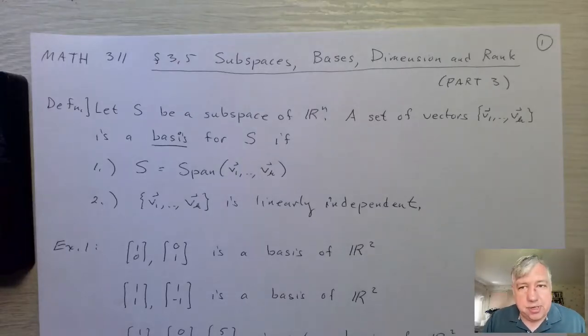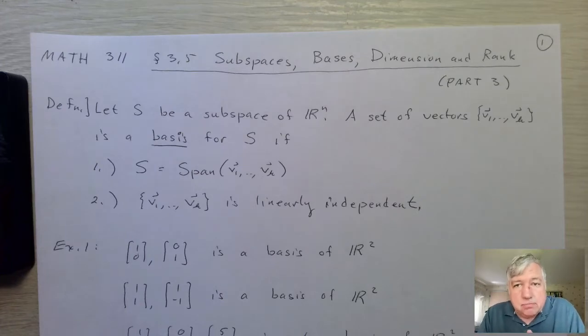This lecture is part 3 of section 3.5 from Math 311, a course in linear algebra at Western Illinois University. So we are about halfway through this big section on subspaces, bases, dimension, and rank. And in fact, in this lecture, we're finally going to define what those three last words are.